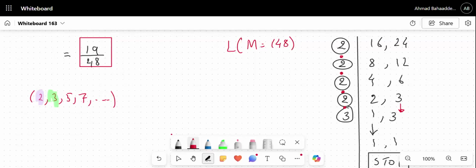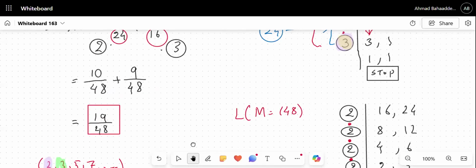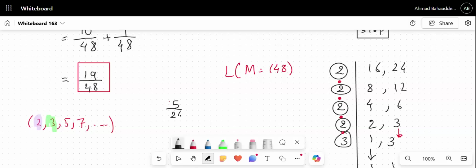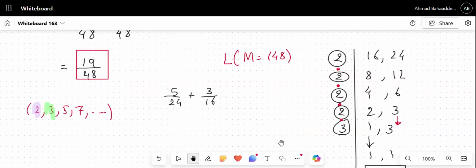So this is 48. So for the two fractions, as we said, the first fraction was 5 over 24 and 3 over 16. So 5 over 24 plus 3 over 16. Now we need to make both denominators 48. So we are going to try to find 24 among all of these.